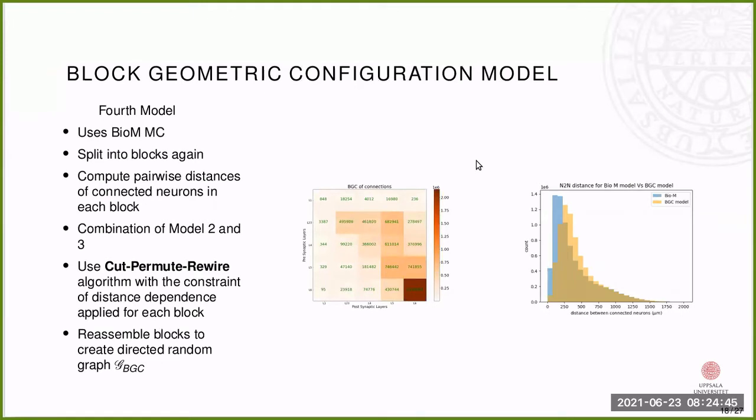The fourth model is our block geometric configuration model. This again uses the BioM microconnectome, and we split this whole thing into blocks again. But this time, once we split the connectome into these blocks, we want to compute the pairwise distances of each connected neuron set in the block itself, so we can refer to this probability distribution when we rewire each block.